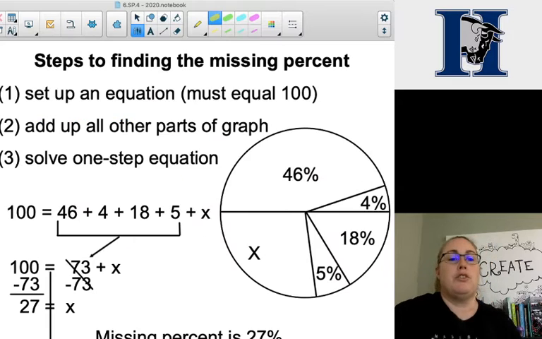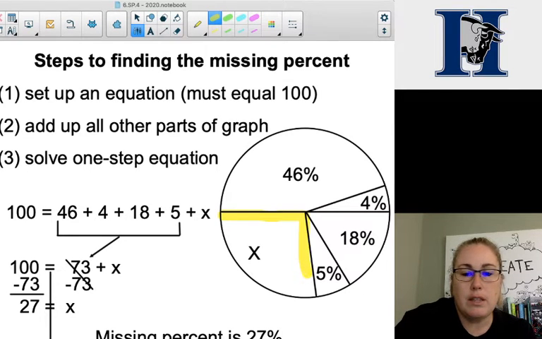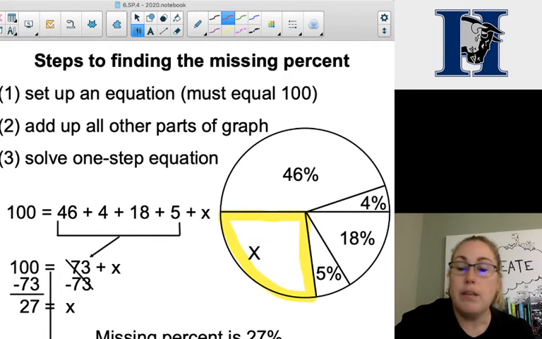So let's look at the next page. On this page, we are finding the steps to find the missing percent. So if you look at this circle graph on this page, you can see that this section right here does not have a percent listed. So sometimes it's going to be your job to figure out what percent goes there. So if we remember that the entire circle is 100% of the circle, and each piece represents part of that, then if I add all of these pieces together, it should equal 100. So if I add 46 plus 4, plus 18, plus 5, plus x, I should get 100.